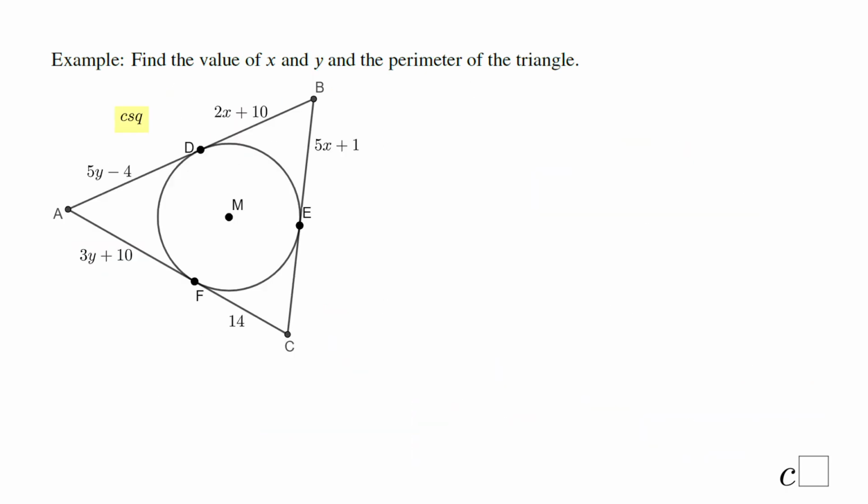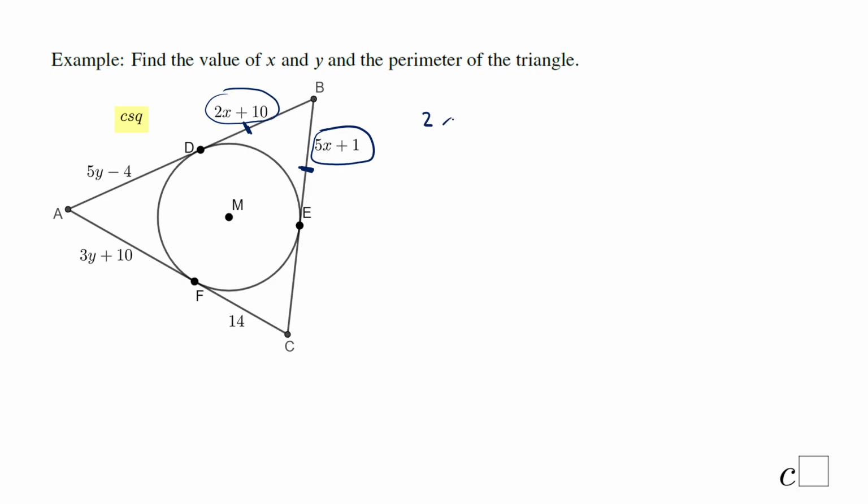And the last problem in this lesson is this one, where we need to find the value of x and y and the perimeter of the triangle. Very similar with the other problem. However, let's take a look. How do we find x? If we take a look, we notice x is here and here. And what do we know about these two segments that are represented by these two expressions? These two segments are congruent because they start from the same point B.